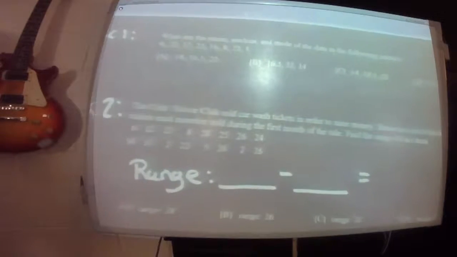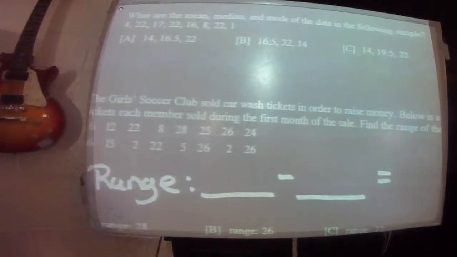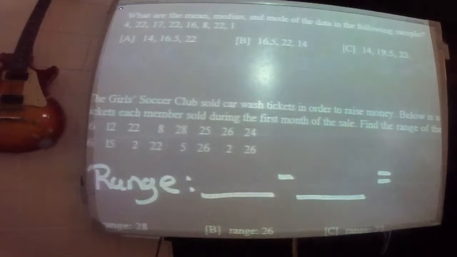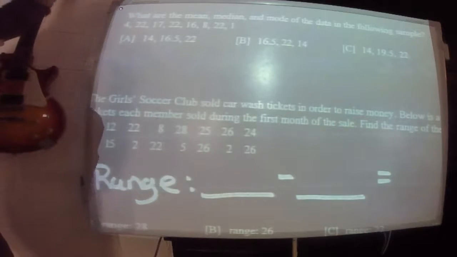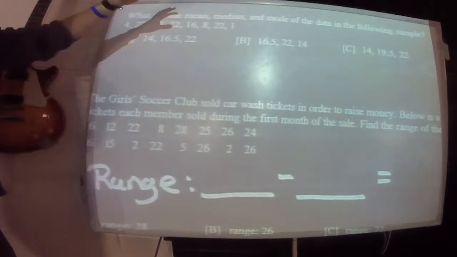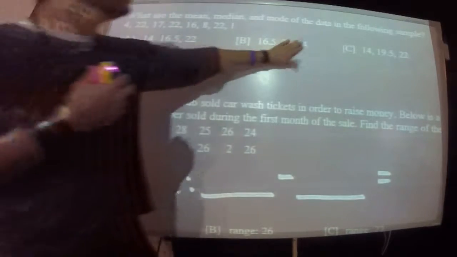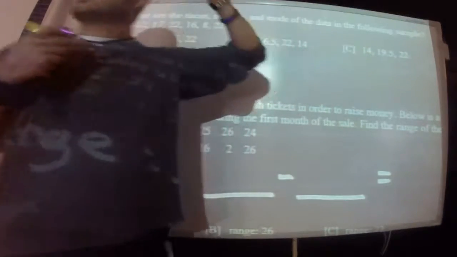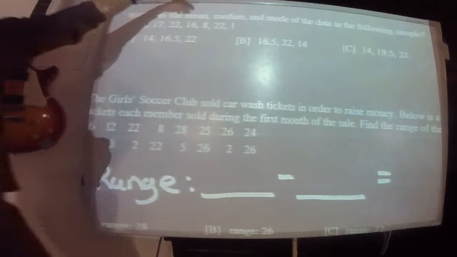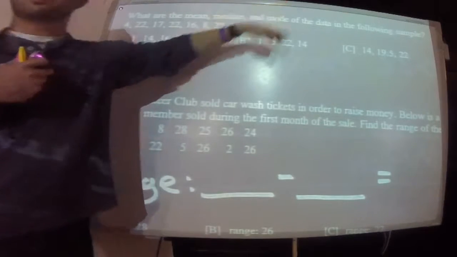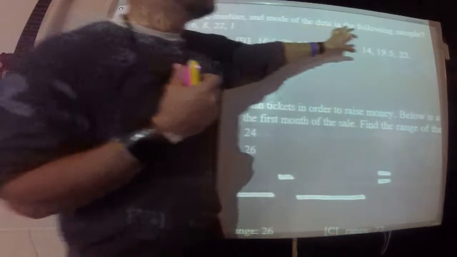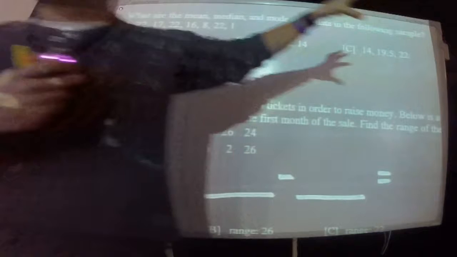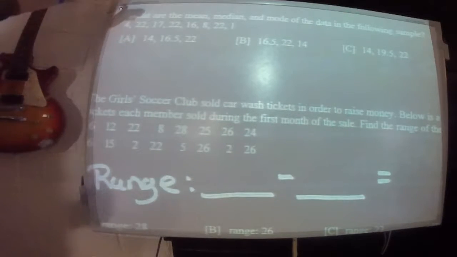Alright, 4 examples that we're going to see. Example number 1. They don't even tell you what these are. They say, what are the mean, median, and mode of the data in the following sample? Now look at your answers real quick. All answers have 3 numbers, and those answers are in this order: mean, median, mode. The way they list it is the way they are in the answer.